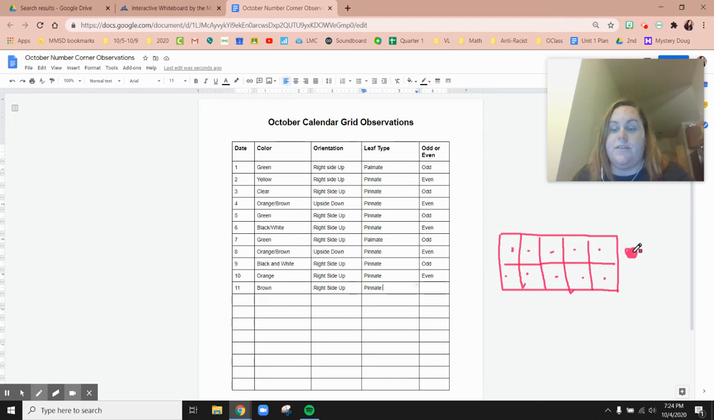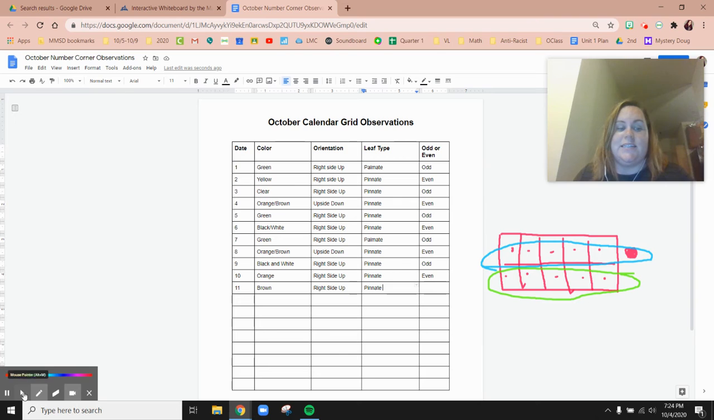What we talked about with even numbers is that they have to go into two equal parts. So I'm going to circle one part in blue. Here would be my one part. Would have 6, and then I'm going to circle my other part in green, and that would have 5. So because they cannot be put into two equal parts, 11 is odd.